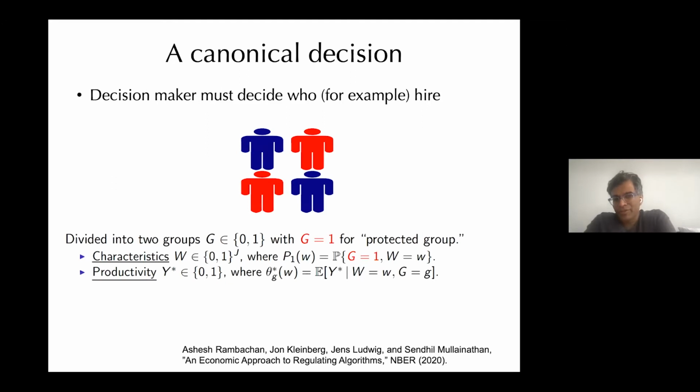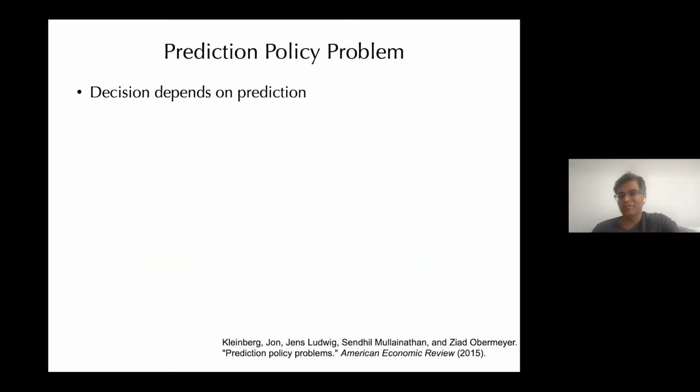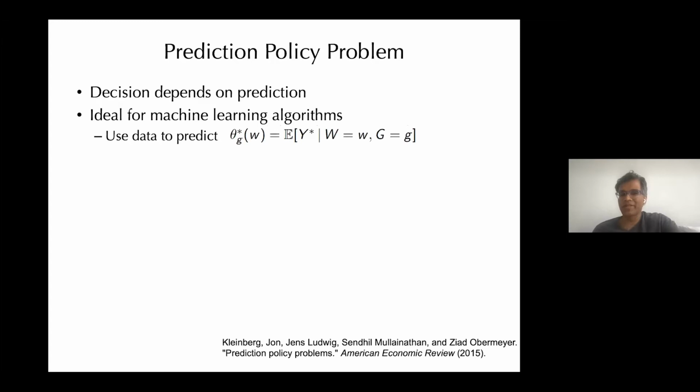There are two groups of people, zeros and ones. One is the protected group that we worry there's discrimination against. You see some characteristics of this group. They have some productivity, some outcome, Y star, and you want to hire or undertake a decision based on your prediction of Y star, based on the W's that you see and the group status. So basically, a decision maker must predict Y star from W in order to make a decision. We've called these prediction policy problems, in which the decision depends on a prediction.